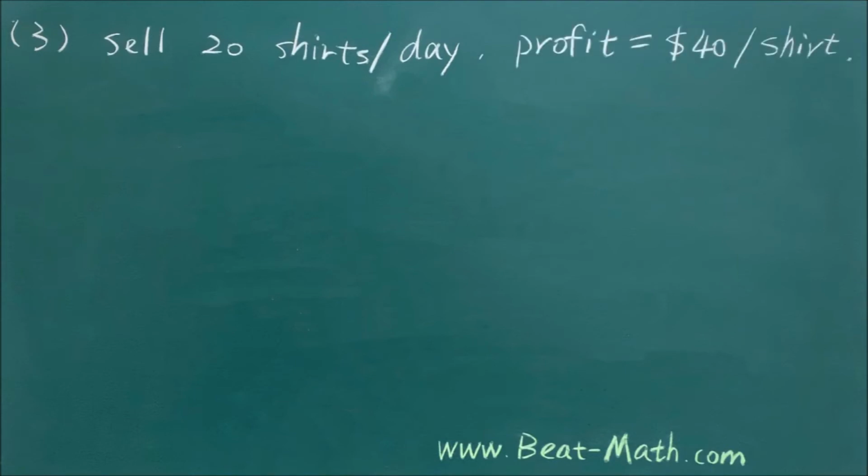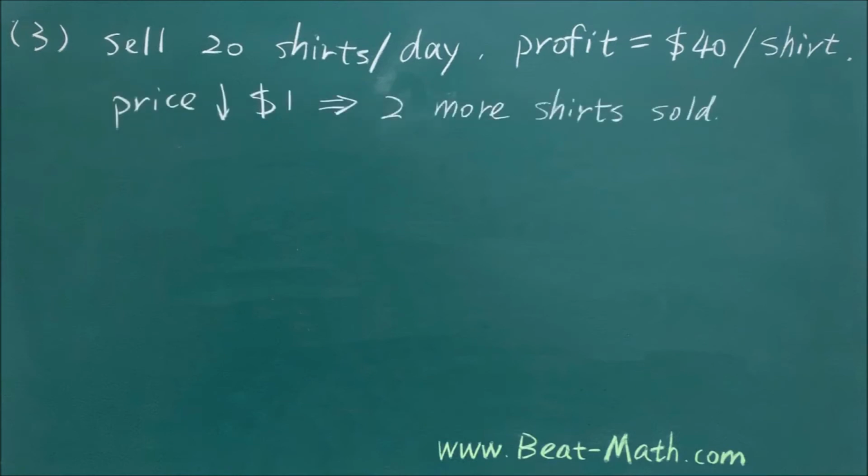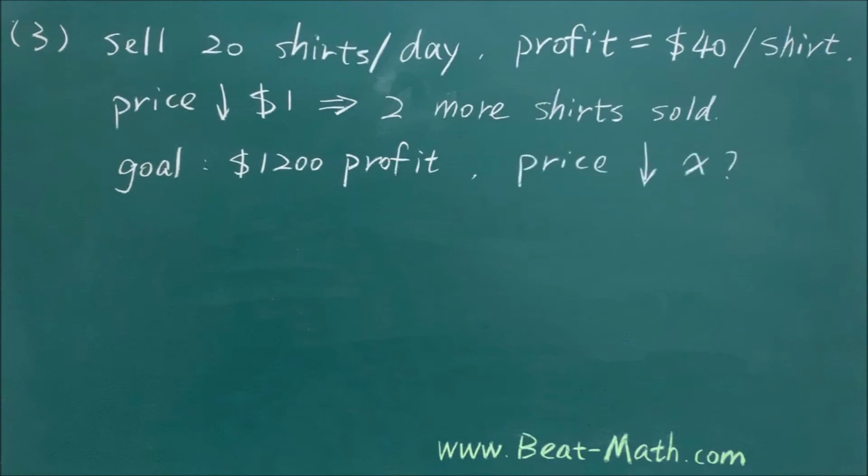A shop can sell 20 t-shirts a day on average. The profit of selling one shirt is $40. A research shows that every $1 decrease in the price, 2 more shirts can be sold. The goal of the shop owner is to have a profit of $1,200 in one day. How much should the price be reduced to reach the profit?